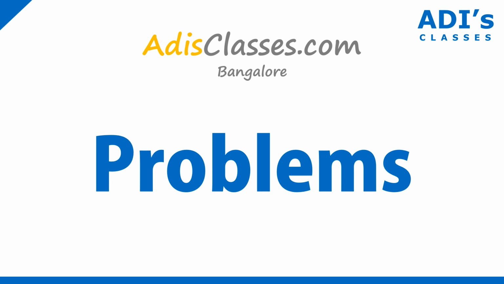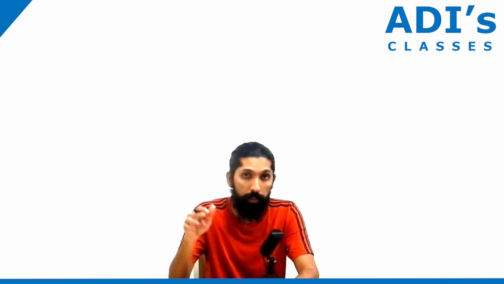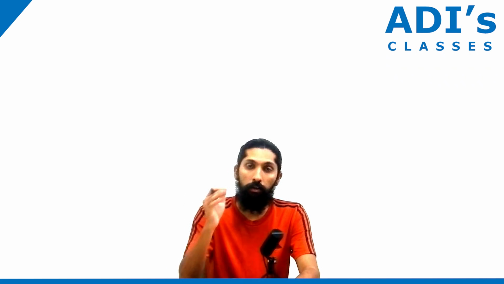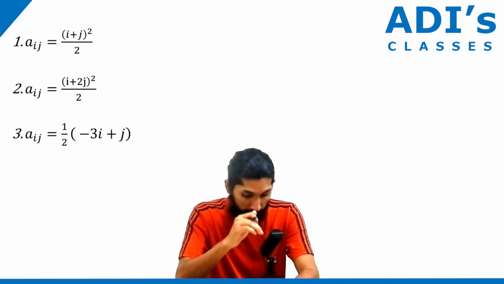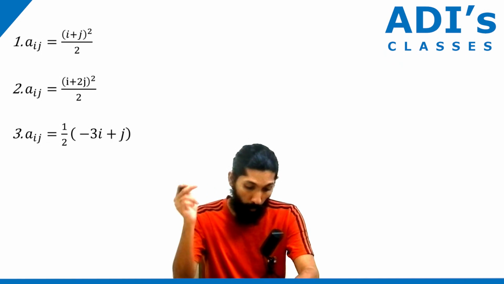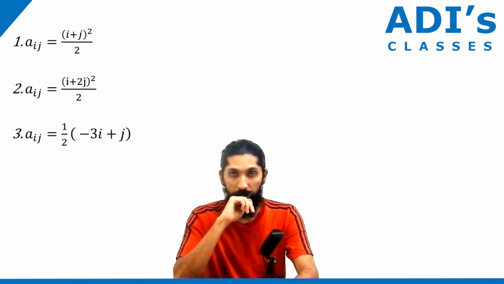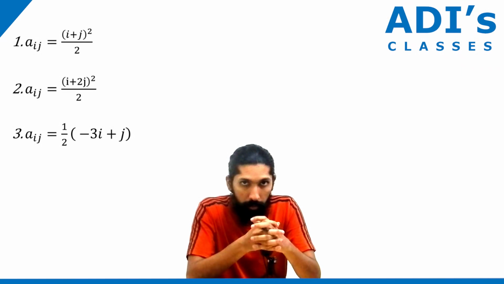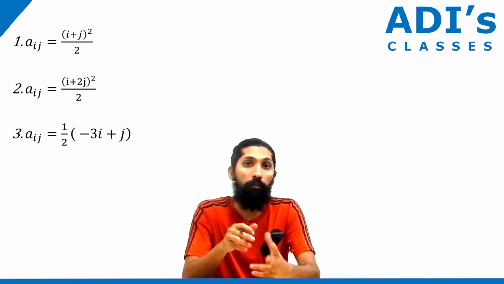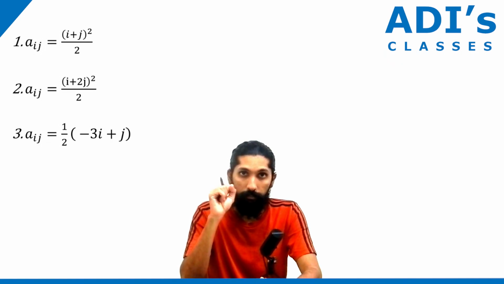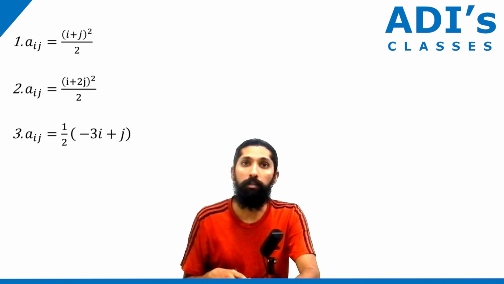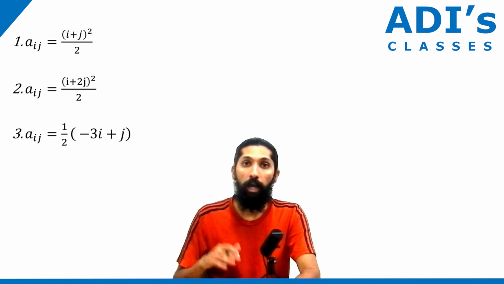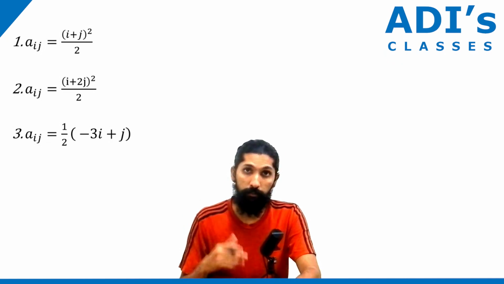Let's start with a few problems based on whatever topics you have studied so far. Fair enough? Now let's look at the first one. The question says aij is equal to (i plus j) whole square divided by 2. Here we are trying to create a matrix of order 3 cross 3. For all three questions, it's a 3 cross 3 matrix and you have to frame a matrix for it.